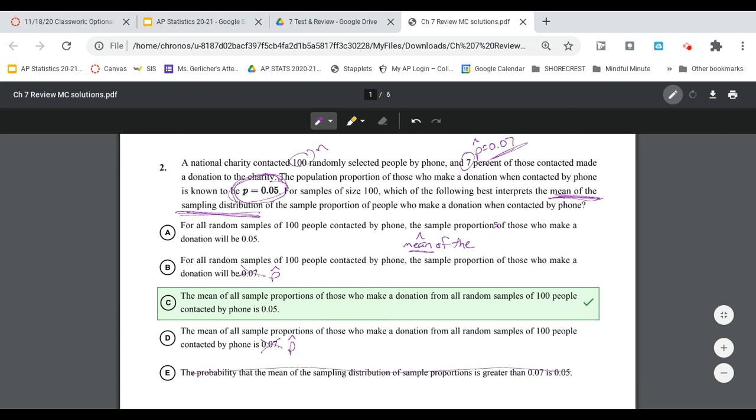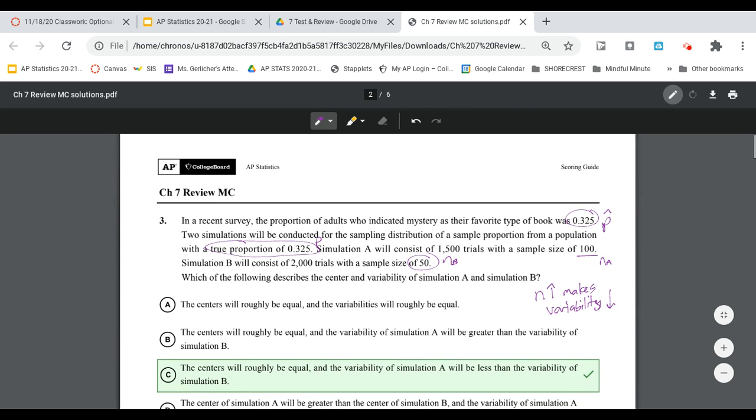For parts B and D, they said 0.07. Those are wrong because they're referring to P hat, not P. C is correct. And then E is just a different thing. They're referring to the whole Z-score, what's the probability of being beyond this thing, and that's just not what's happening here. So the correct answer is C.